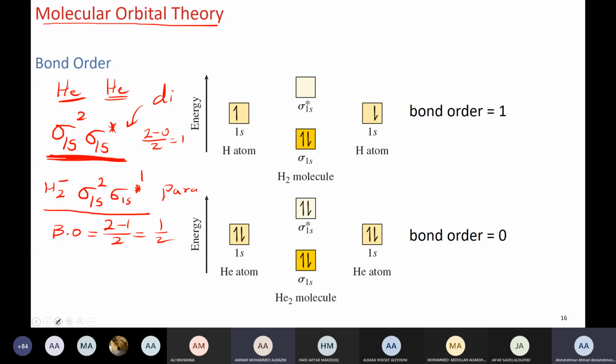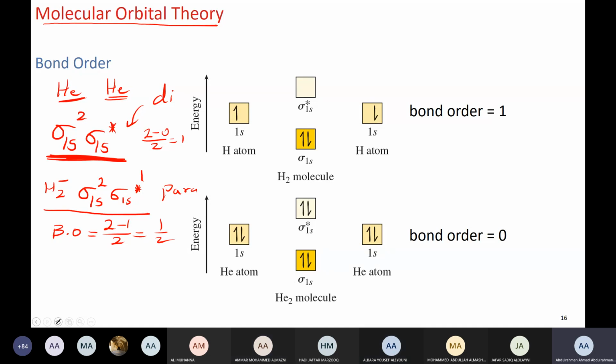Doctor, why is the sigma star for hydrogen empty, the one which is above? Because there are no electrons to put in it. If you have two electrons, you cannot have more.